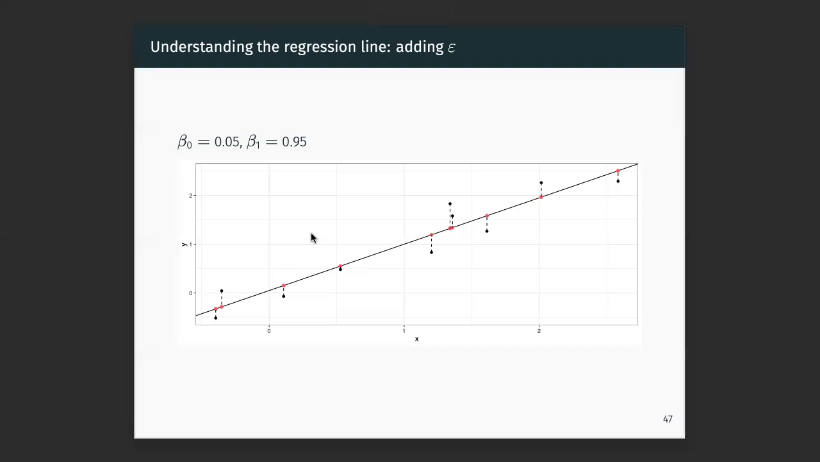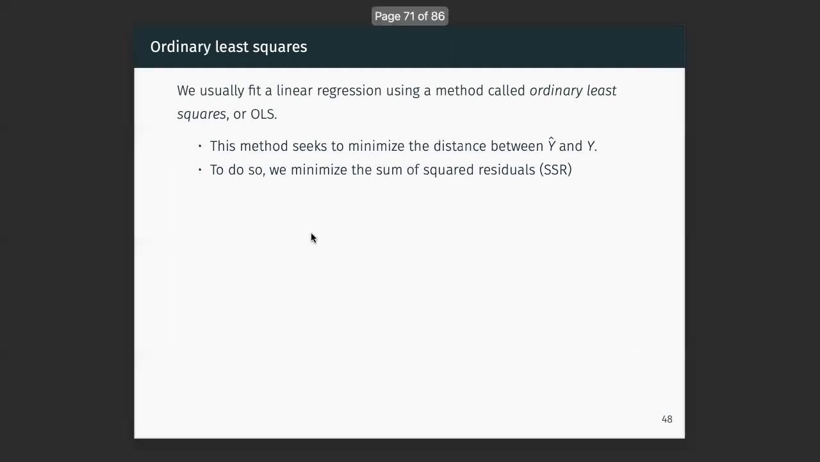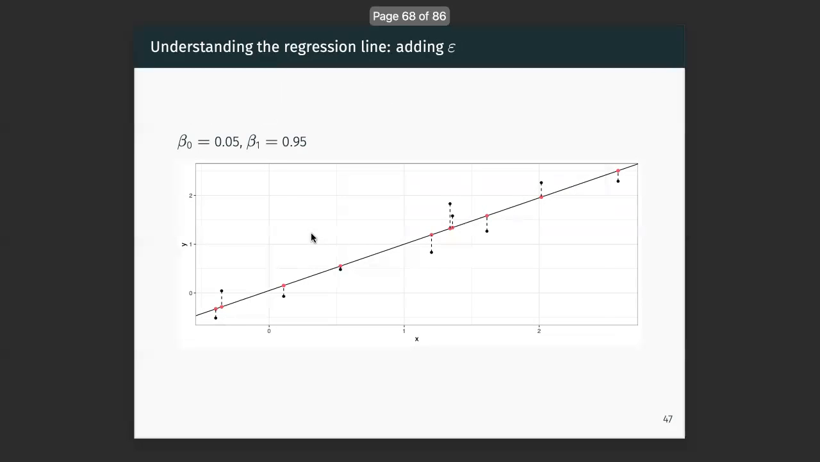But again, we're going to square them to ensure that they're always positive, because we don't want these negatives and positives to cancel each other out, right? We want to minimize the absolute distance, not the relative distance. So we minimize what's called the sum of squared residuals. That is, we sum the square of each of these residuals.